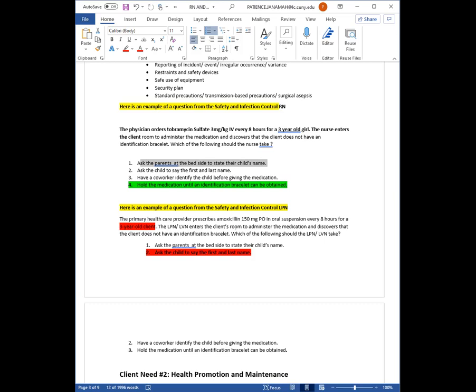So what about answer 3? No? Answer number 3, have a co-worker identify the child before giving the medication. Well, if I am the co-worker, if I am your co-nurse, I was assigned to this patient and I'm going home. Even if I am there, I am not the correct person. So this is how identification works. If it's a child, you ask the mother. If it's a minor, you ask the parent.